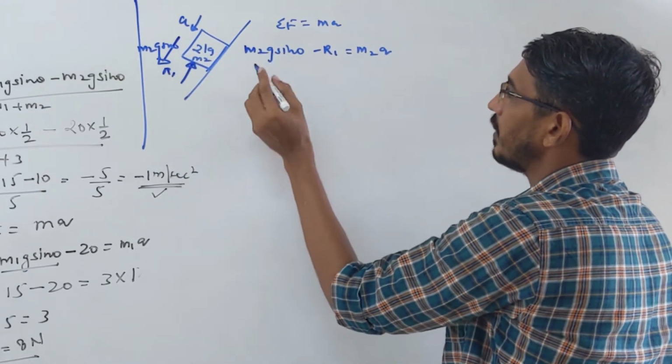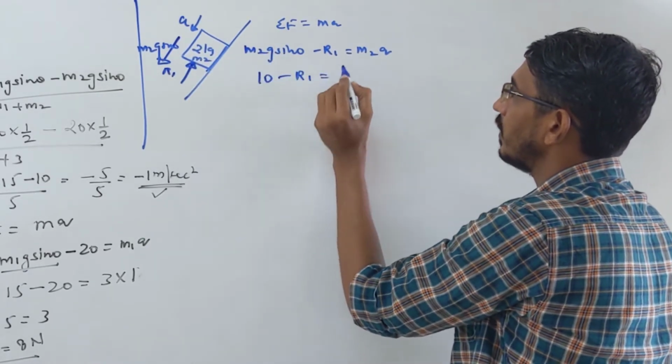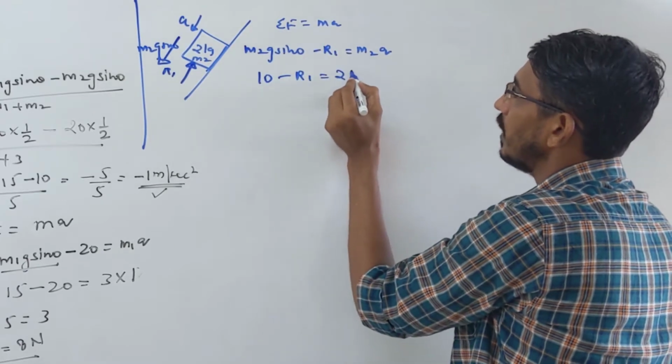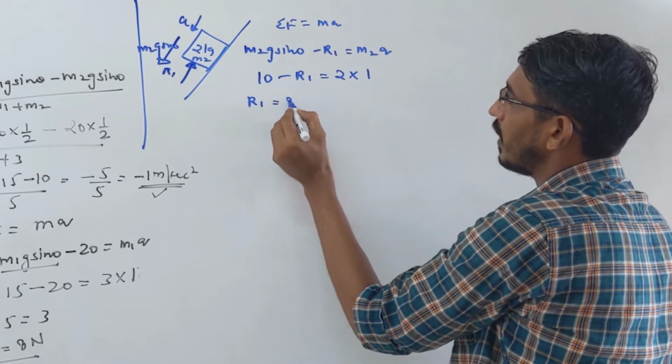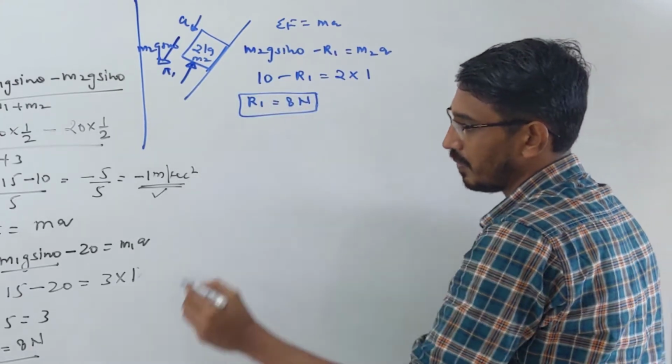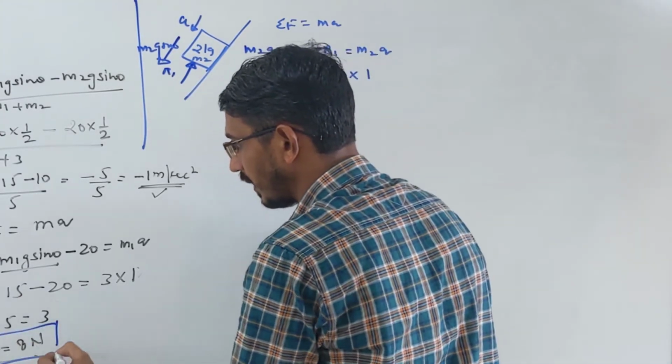Okay, mg sin theta is how much? 20, and sin theta becomes 10, minus R1. M is given as 2 kg. Acceleration is given as 1. So R1, if you see, 8 minus 2 becomes 8 Newton, which is the same answer we have got already here, right?